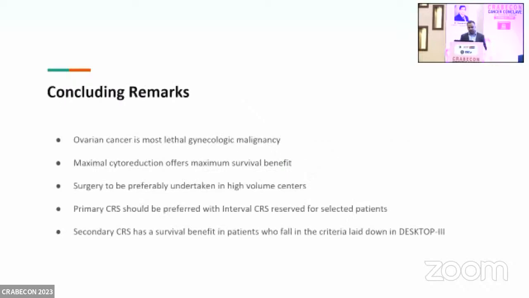Coming to the concluding remarks, ovarian cancer is one of the most lethal gynecological malignancies. Maximal or optimal cytoreduction offers maximum survival benefit, and surgery should preferably be undertaken in centers with high volume and high disease load. Primary CRS should be preferred over interval cytoreduction except for a few selected patients. And secondary CRS definitely has a survival benefit in patients who are well selected, as in the DESKTOP criteria, that is the AGO OVAR score.